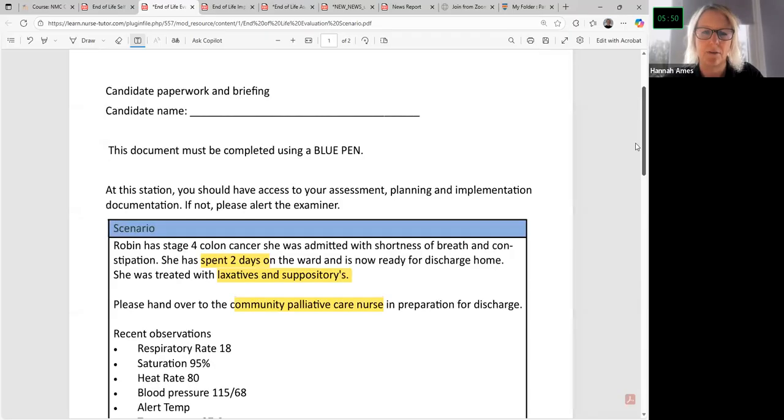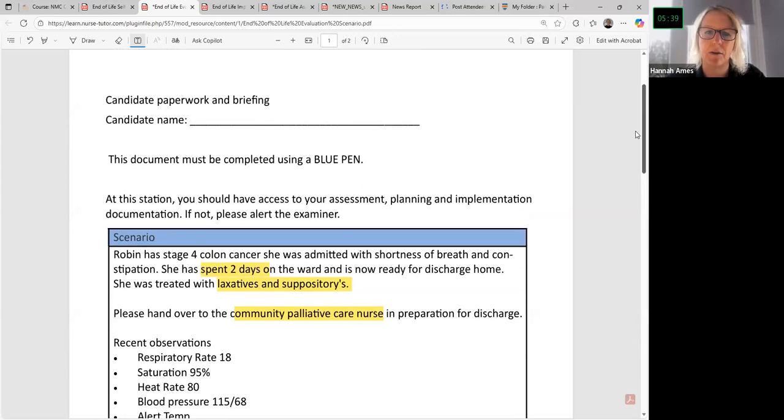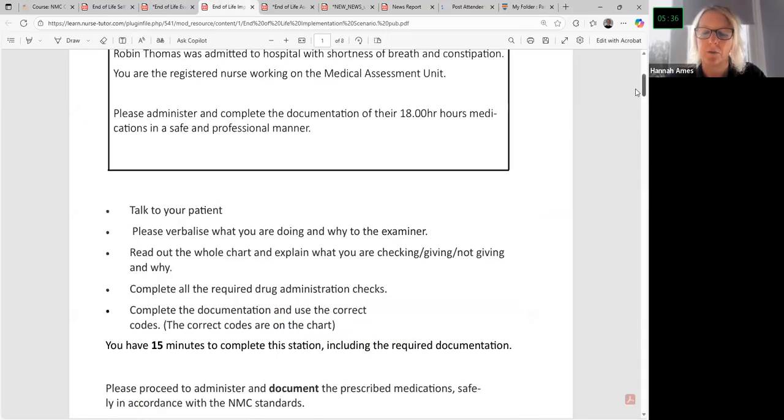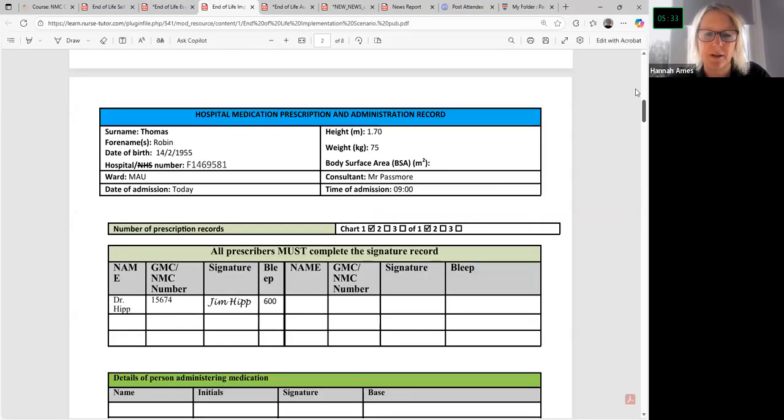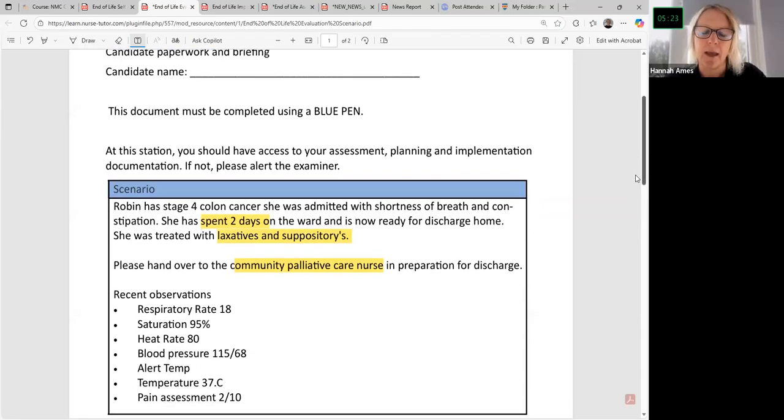So I've got just 6 minutes on the clock. Okay, examiner, I'm ready. Hello, my name is Hannah Ames. I'm the registered nurse working on the medical ward, and I am handing over my patient who is called Robin Thomas, date of birth 14th of 2nd, 1955, hospital number 1469581. So I'm handing over Robin. She has stage 4 colon cancer and is in end-of-life treatment now. I'm handing her over to you for her preparation for discharge back home and to follow up in terms of her palliative care nursing needs.